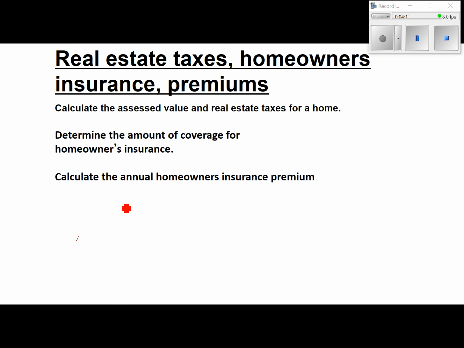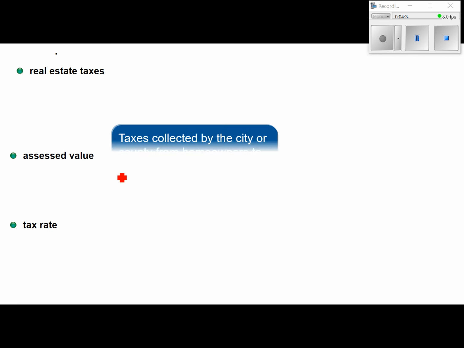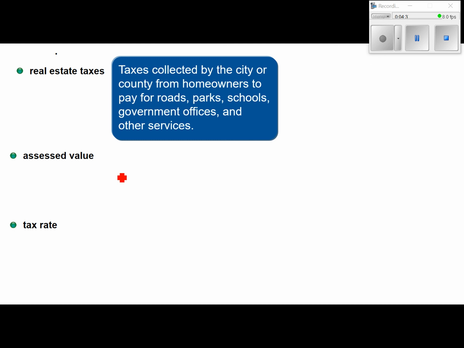Real estate taxes are other things that are involved in taking out a mortgage or buying a house. Real estate taxes, homeowners insurance, the premiums for the insurance, and so on. I'm going to skip over this page a little bit. Real estate taxes are taxes collected by a city or county from homeowners to pay for roads, parks, schools, government offices, and other services. Any money that they collect from you off these taxes, they're supposed to use it to pay for all these things.